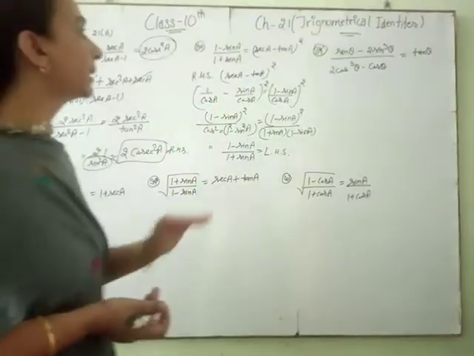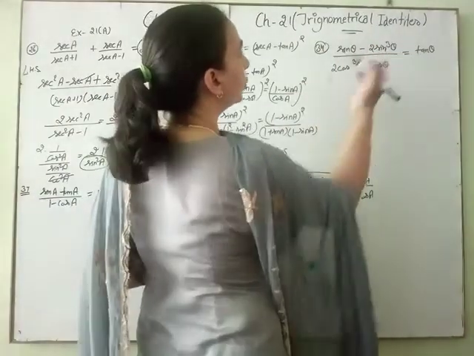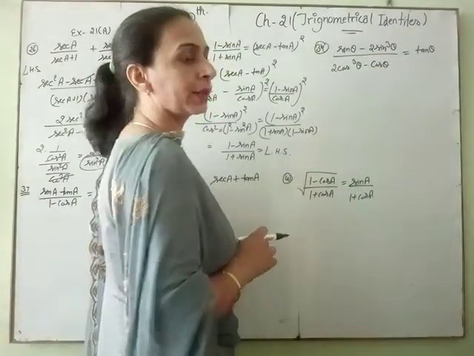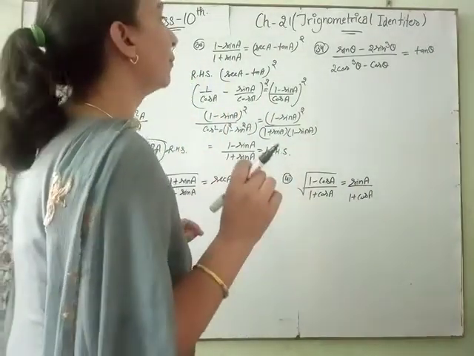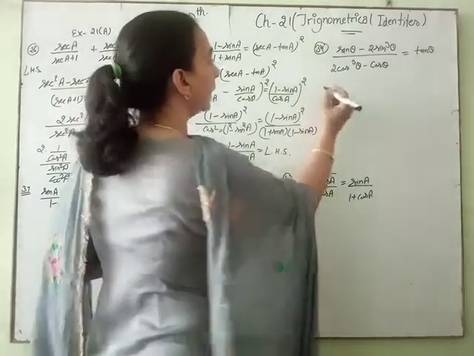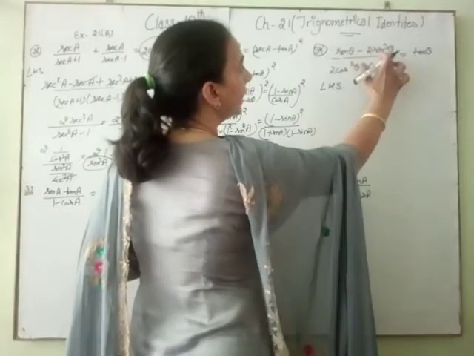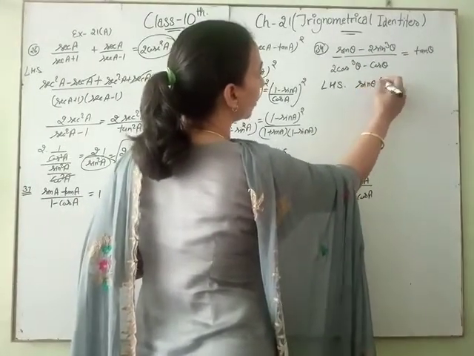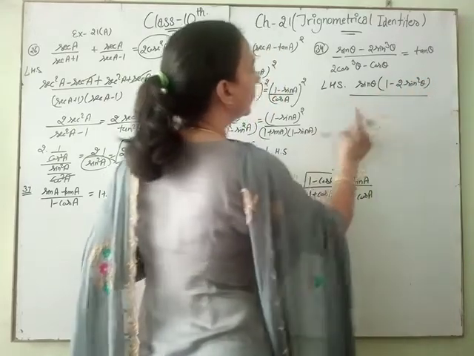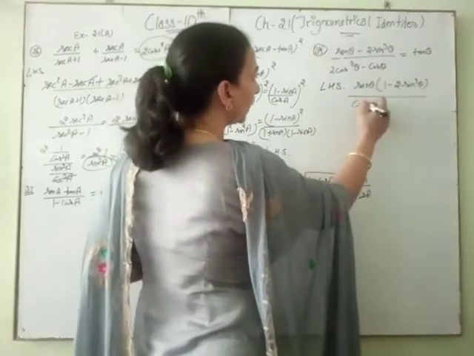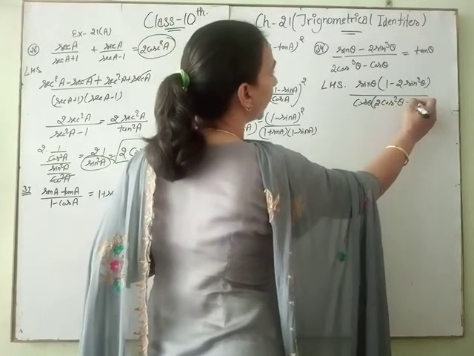Okay, next question number 34. (Sin theta minus 2 sin cube theta) by (2 cos cube theta minus cos theta) equals tangent theta. Left hand side is complicated, so first I take left hand side. Sine is common from numerator, sin theta common, then 1 minus 2 sin square theta. Okay, divided by cos theta common, then there is 2 cos square theta minus 1.